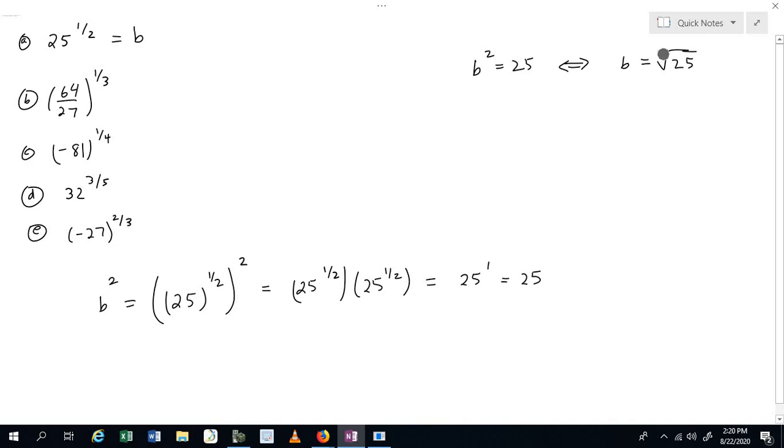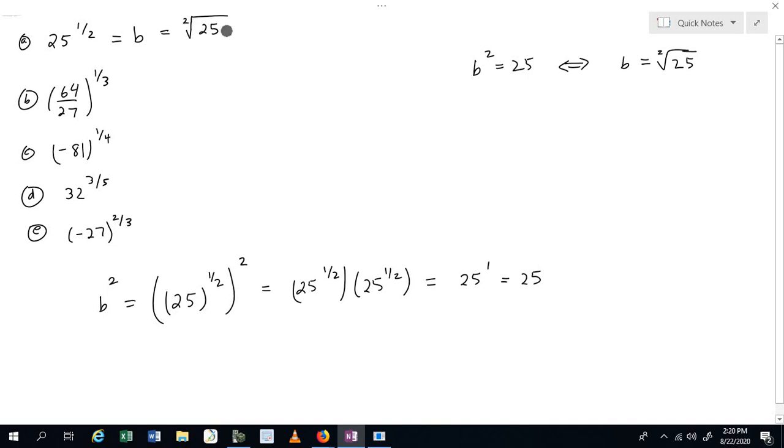Remember, the index of this radical is 2. So if I tell you that b is equal to the square root of 25, that means b, when you square it, raise it to this index, has to equal the radicand, which is 25. So these are equivalent statements, right? When you say b squared is 25, that means b is equal to the square root of 25. And so that's what this equals, right? So b is the square root of 25.